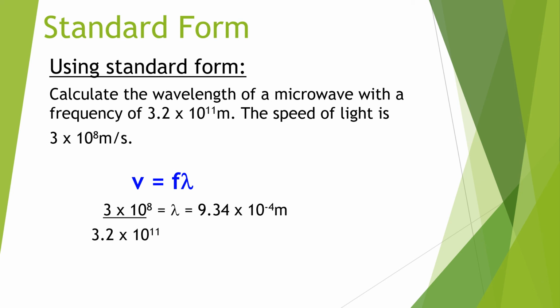Finally then, we need to rearrange the equation. So I've brought 3.2 times 10 to the 11 down to the bottom here. I've divided through. When I do that, I end up with this answer here, 9.34 times 10 to the minus 4 meters.